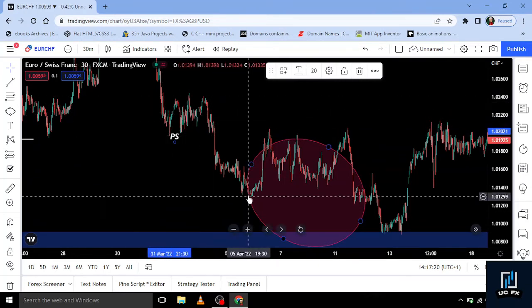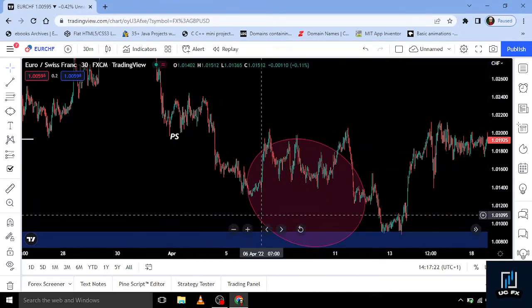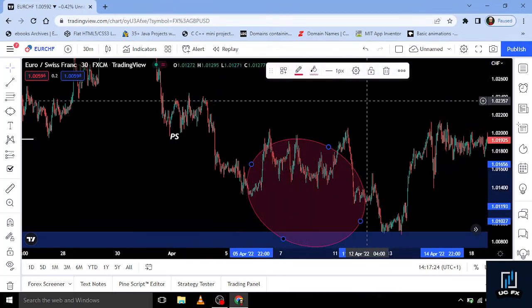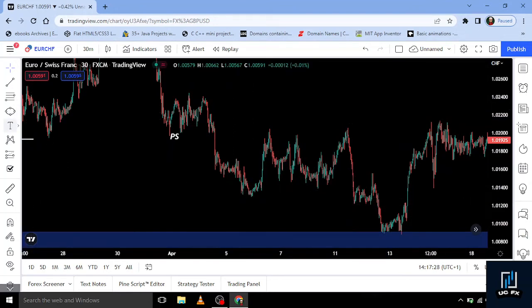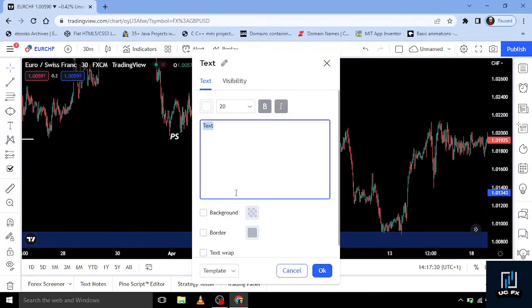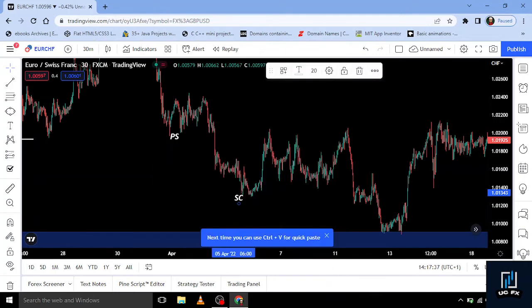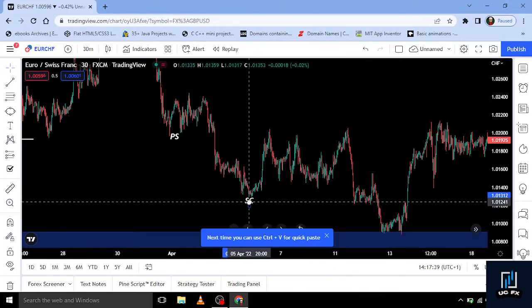So after that, we had our selling climax. So we had our selling climax right here. So I'm marking that out as well. We have our selling climax. That's the SC. Here the selling pressure is reaching its peak.